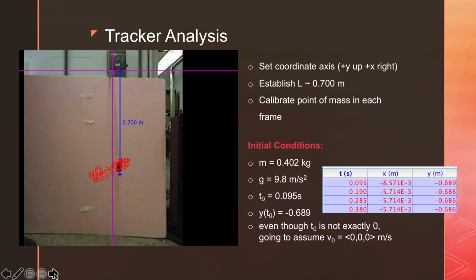Then we can establish our initial conditions, knowing the mass of the object, where the mass of the spring itself can be disregarded, the acceleration due to gravity, and the initial x and y position of the object. Though the data in Tracker shows the initial time to be 0.095 seconds, I went forward with the calculations and coding as if the initial time was 0, making the initial velocity 0 for easier calculations while making note of the actual quantity.